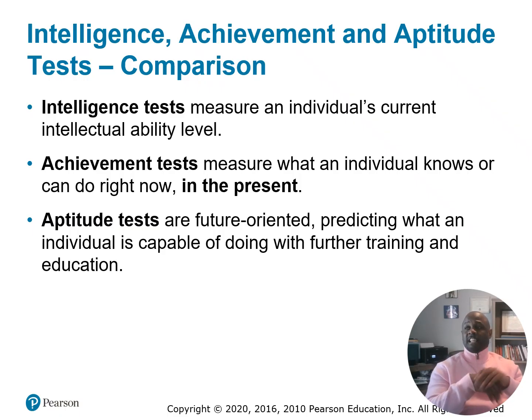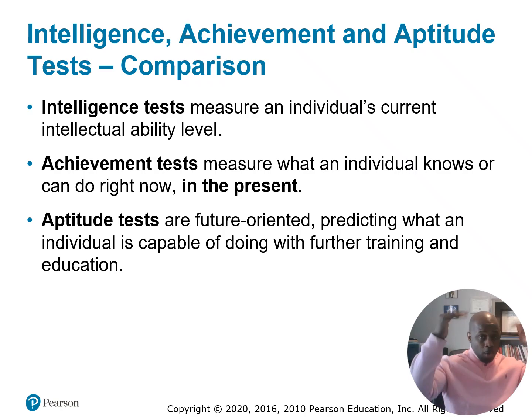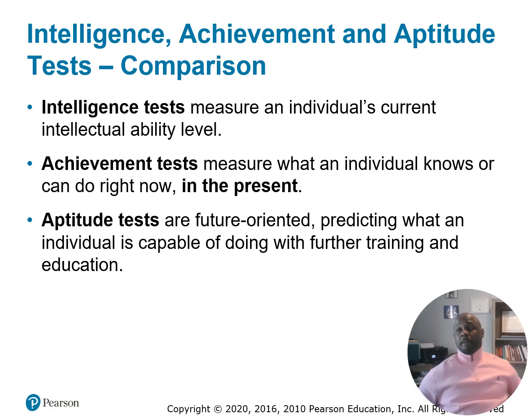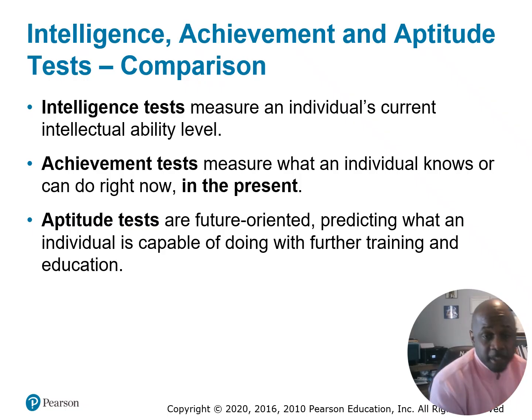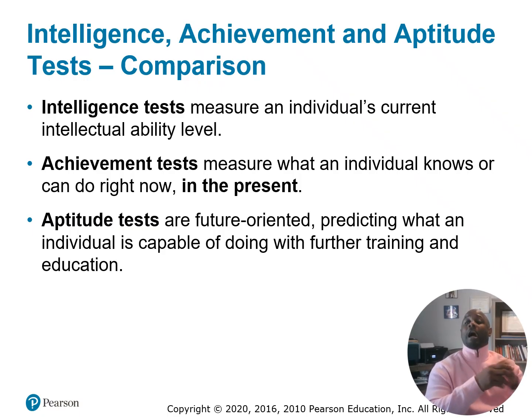So intelligence, achievement, and aptitude tests. Intelligence tests measure an individual's current intellectual ability: where you are right now, what you know right now in certain aspects of whatever intelligence we're talking about. Achievement tests measure what an individual knows and can do right now in the present. Like the assessment that I gave you, you would look at it as an achievement test because I'm going to give you a test on what you know right now over the material. An aptitude test is future oriented. It predicts what an individual can be capable of doing with further training or education, like the ACT or SAT. Those are what we call aptitude tests.